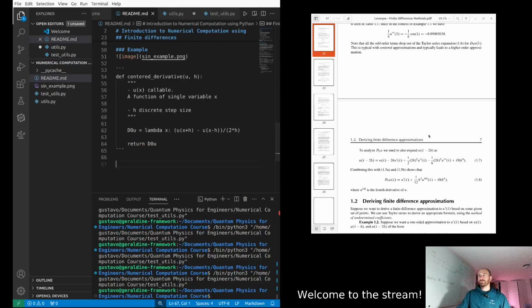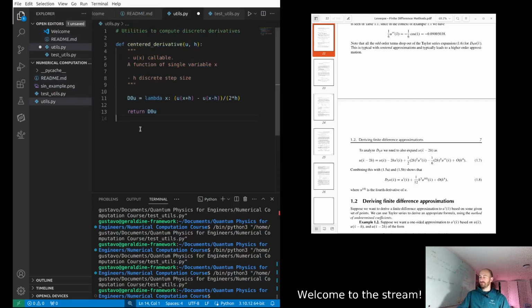Close. So let's implement the second order. So we have a center derivative. Let's do second order derivative. Or we can always do center derivative of a center derivative, right? That could also work. And that will actually definitely work.